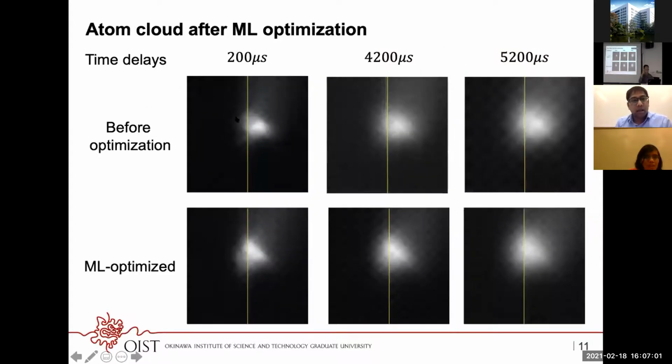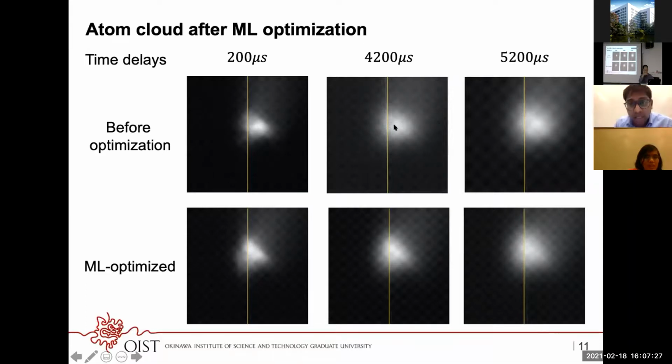The upper row and the lower row show the cloud expansion, so cloud images at different time delays. What we want to see is the cloud expansion, and this expansion gives us the temperature of the cloud. From here, we see they had very similar cloud expansion. When we calculated, it turned out they were both very similar, roughly around 40 microkelvin. So there was no such impact on the cloud temperature.